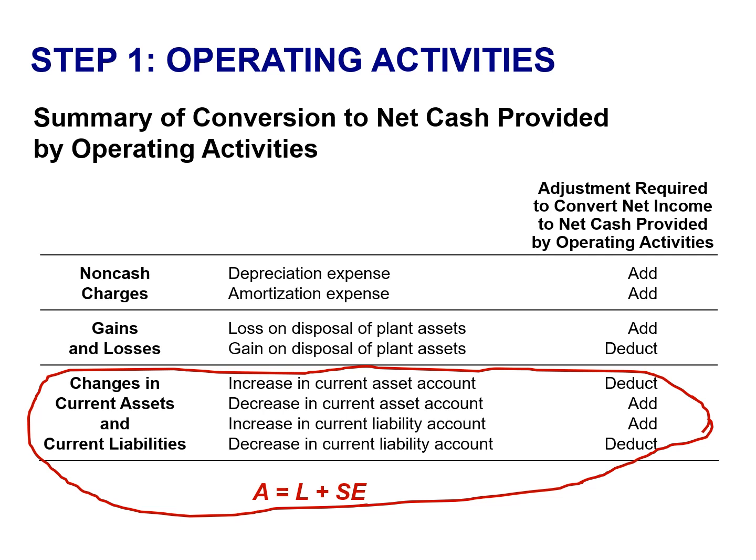That's why when you see those changes and increase in a current asset, means we're actually going to deduct or subtract that from net income. The reverse is true. If there's a decrease in our current assets, we're actually going to add or increase net income.